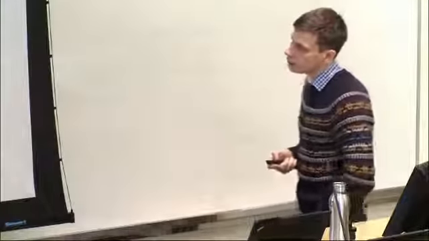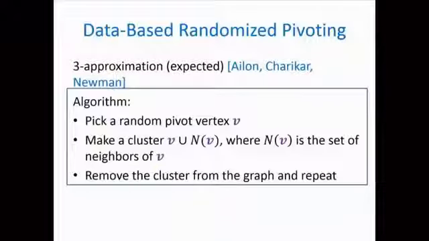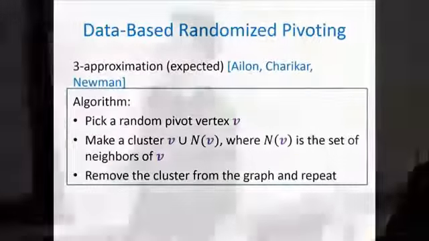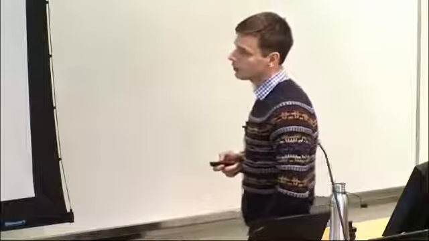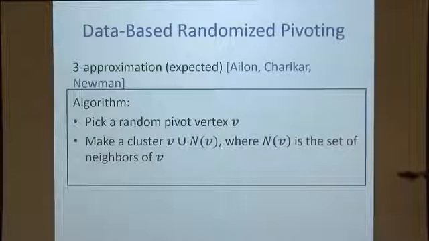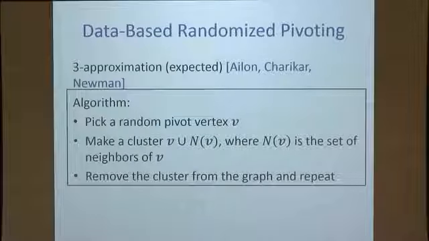So here's the algorithm. It's very, very simple, as we promised. You pick a random pivot vertex, let's call it V. For the rest of the talk, all the pivot vertices that I'm going to use will be purple. Then you make a cluster consisting of the vertex V together with a neighborhood of V in this graph. So this is the first cluster that you pick. You set it aside and recurse on the rest of the vertices. So remove this cluster from the graph and repeat this process again.